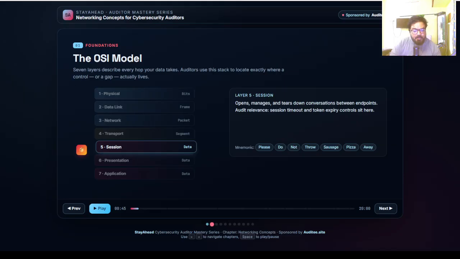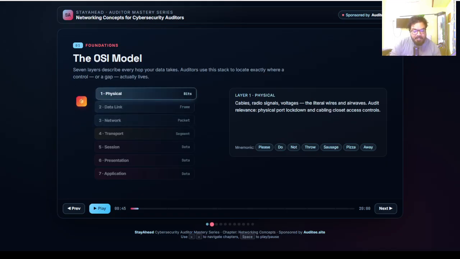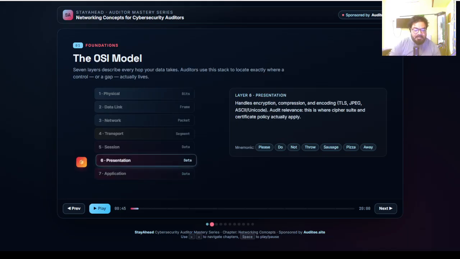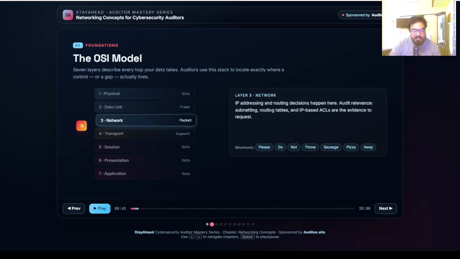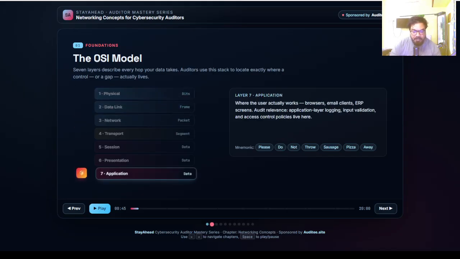Layer 2 data link is where MAC addressing and switching happen within a local segment. VLANs and port security live here, and layer 1 physical is the literal cabling, radio signals, and voltages. Think physical port lockdown and cabling closet access. As an auditor, this stack isn't academic trivia, it's a map. When someone tells you the firewall handles that, this model lets you ask at which layer exactly. A remembering trick many auditors use is the mnemonic: please do not throw sausage pizza away. One word per layer, bottom to top.